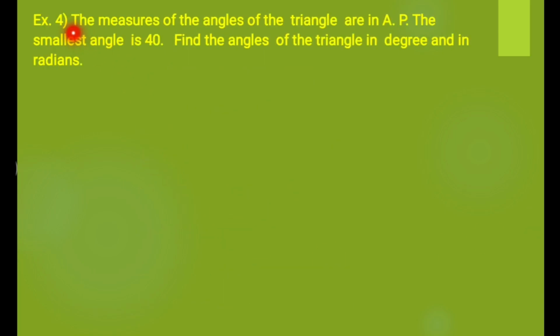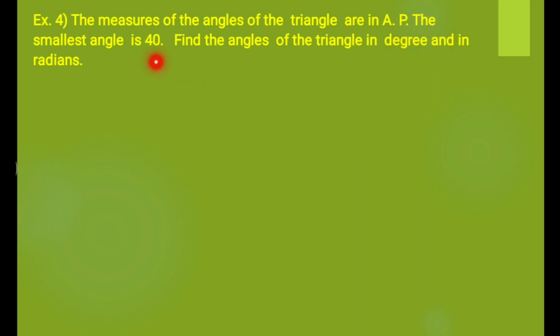Now see question number 4. The measures of the angles of the triangle are in arithmetic progression. You know the arithmetic progressions. When in a sequence the consecutive difference is constant, then the terms in that sequence are in arithmetic progression. You studied arithmetic progression in class 10.